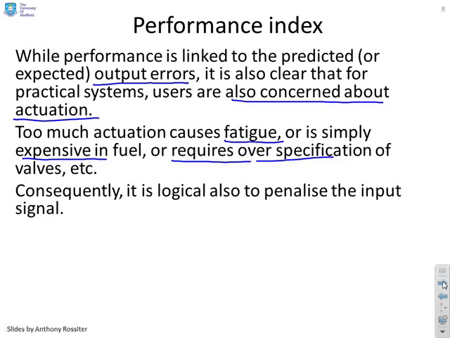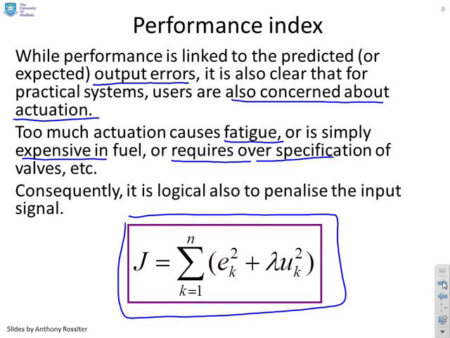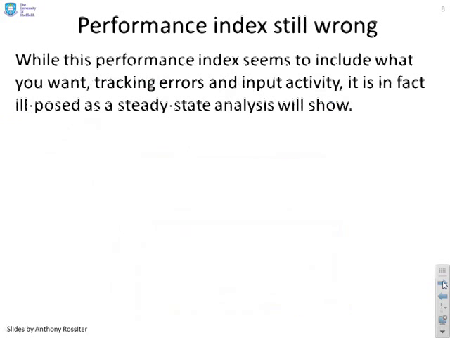Therefore, you end up with a performance index a bit like this. You can see I'm not only penalising tracking errors, but I'm also penalising the magnitude of the input. I'm saying large inputs are not good, so let's penalise the square of the input. And again, you might say, yeah, that seems to make good engineering sense. I've got no problem with that. Let's see what it does.